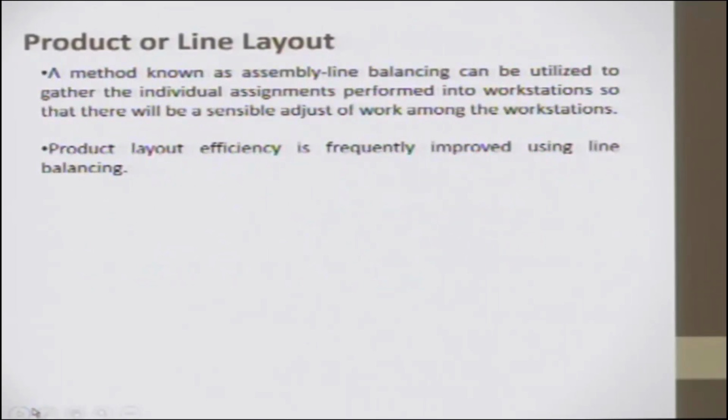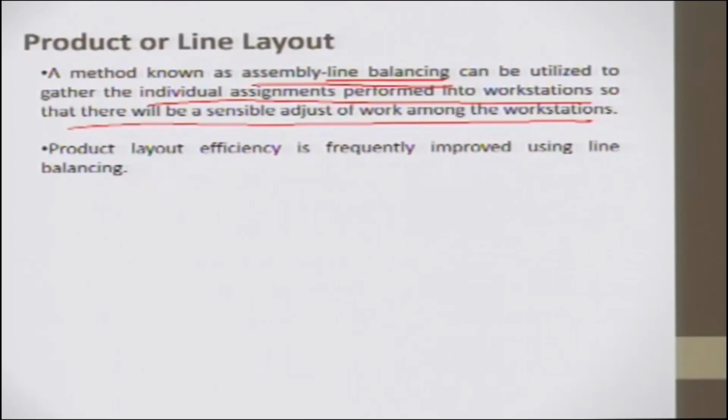Now there is a method known as line balancing or assembly line balancing that can be used to group the individual tasks performed into the workstations so that there will be a sensible balance of work among the workstations. So what is actually line balancing? Line balancing is the assignment of tasks to workstations in a way that all workstations have approximately equal time requirements.